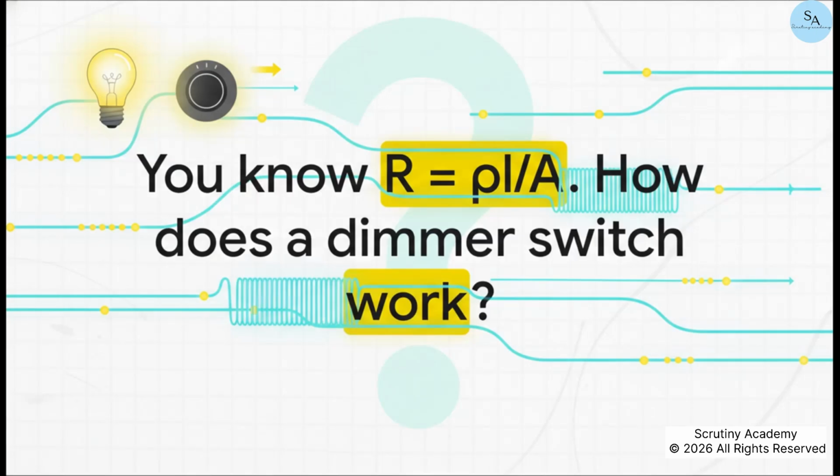And there you have it. We've gone from the inside of an atom all the way to a practical exam strategy, so I'll leave you with one last puzzle to think about. You now know the formula R equals rho L over A. With that in mind, how do you think a dimmer switch on a light actually works? Is it changing the length of something, the area, or maybe even the material?